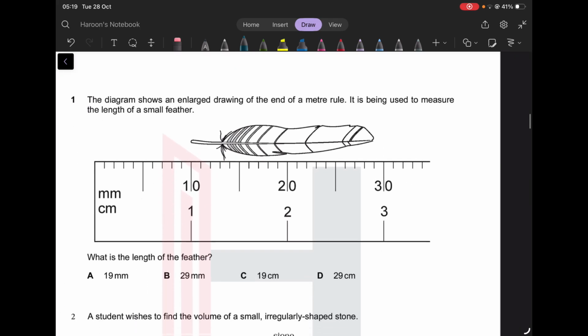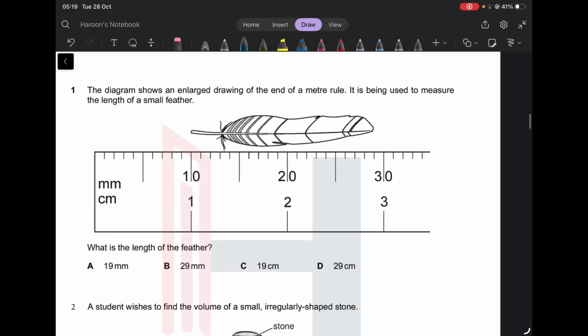The first question. The diagram shows an enlarged drawing of an end of a meter rule. It is being used to measure the length of a small feather. What is the length of the feather? You can see this starts from this point and ends at this particular point. We always do ending point minus starting point, because this has a zero error. This is not starting from zero.